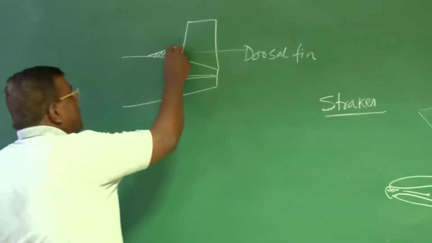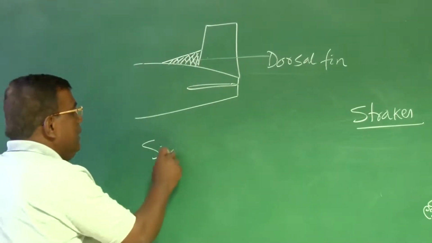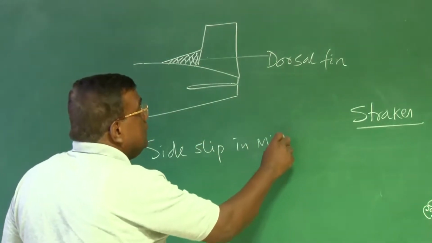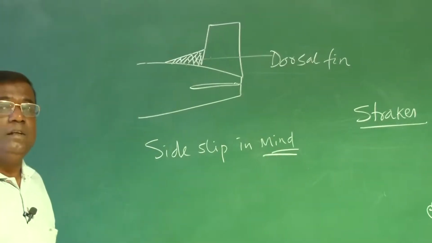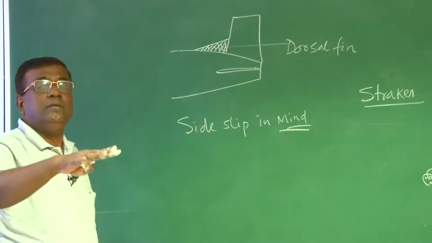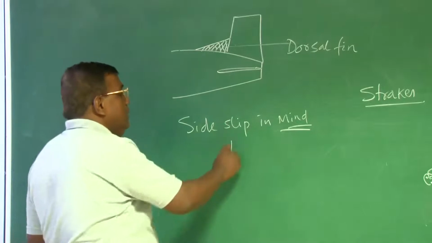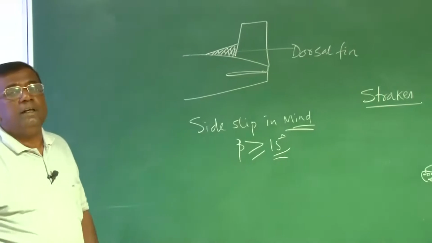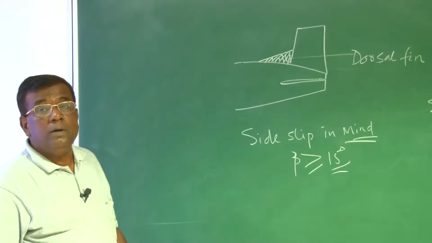Now this is the dorsal fin. This is primarily required keeping side slip in mind. Suppose the airplane, because of some reason, has gone into high side slip. Could be it has made an entry into spin and it is side slipping very fast. And the moment the side slip angle is more than, let's say, 15 degrees, there is every possibility the vertical fin may stall. If the vertical fin stalls, the rudder also will be ineffective. So you won't be able to control.